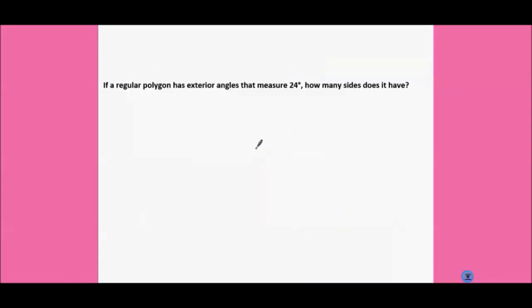What if we know that a regular polygon has an exterior angle of 42 degrees? How many sides does it have? Well, we said if we wanted one angle, we had to do 360 degrees divided by the number of sides, which we typically represent with n. That equals 24 degrees here.